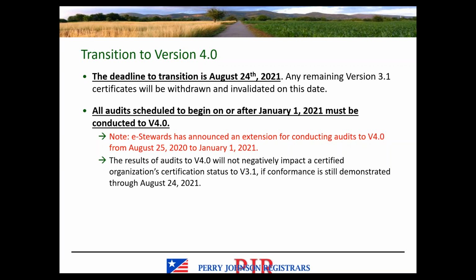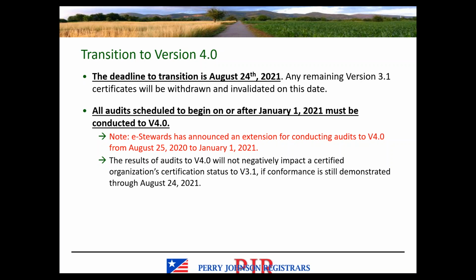The transition for version 4 requires that all audits scheduled to begin on or after January 1st of 2021 must be conducted to version 4. This is an extension from the original version of e-Stewards transition plan, which required audits to start August 25th of this year. So in response to COVID-19, this deadline has been postponed. The results of audits to version 4 will not negatively impact an organization's status to version 3.1 if conformance is still demonstrated through August 24th, 2021.